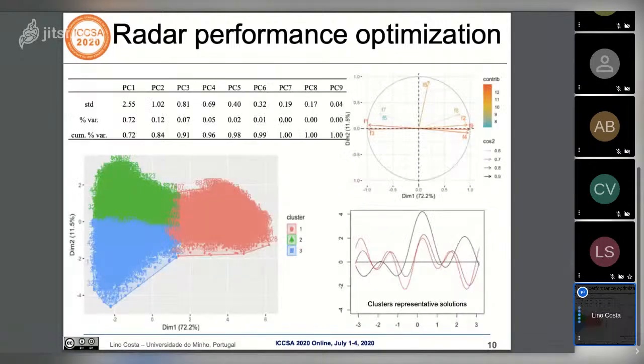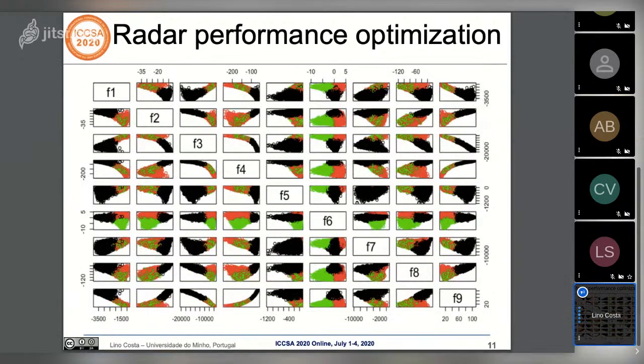Okay, and we can also use the others. Use the principal component analysis and the cluster analysis to inspect the information in this data. The same can be seen here.